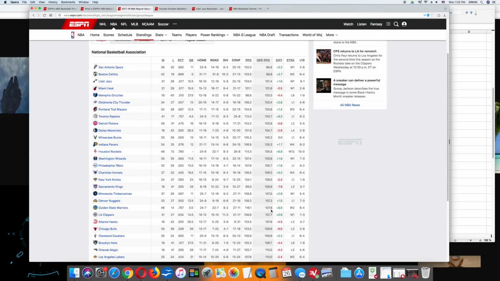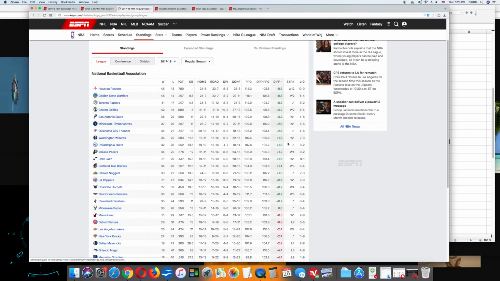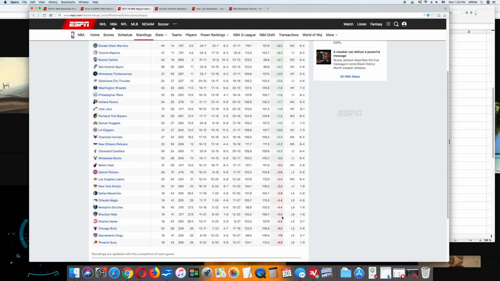Also keep in mind, ask yourself, is the team a statistical outlier? Are they at the extremes, top and bottom, or are they in the central cluster? When you look at the differential, points scored minus points allowed, that's the margin of victory. Most teams are between +4 and -4. Boston Celtics is +3.7, and at the bottom you got Brooklyn Nets at -4.4, Atlanta Hawks -4.5. So margin of victory, just remember +4, -4, +5, -5. Then you have outliers: Chicago Bulls, Sacramento Kings, and Phoenix Suns. Phoenix Suns on average lose by 9 points per game.